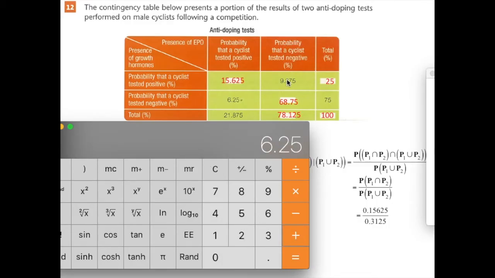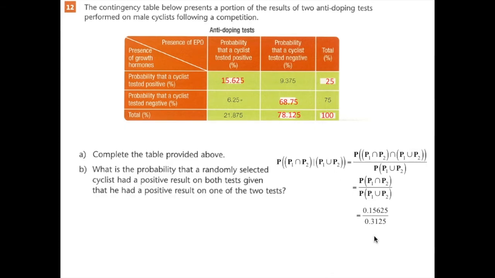6.25 plus the 9.375 added to the 15.625 is 31.25, or 0.3125 as a decimal. All right, so we divide those, and that gives us 0.5, or 50%, or 1/2. So 1/2 the people, because the probability that a randomly selected cyclist has a positive result on both tests, given that he had a positive test result on one of the two tests, is 0.5, or 50%, or 1/2.